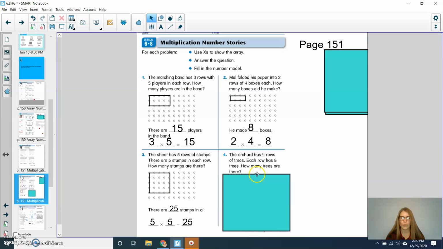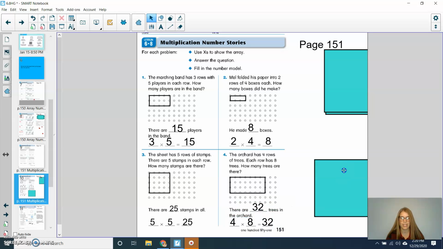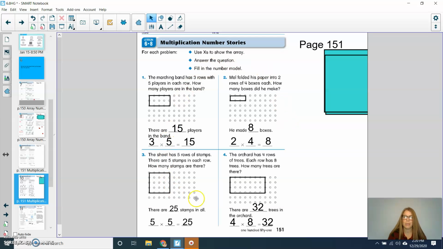Question 4, the orchard has 4 rows of trees. Each row has 8 trees. How many trees are there? So for our array, we have a 4 by 8, which means there are 32 trees in the orchard, and 4 times 8 equals 32. So if you can double check your number stories, and again, we'll work more on these in future lessons.